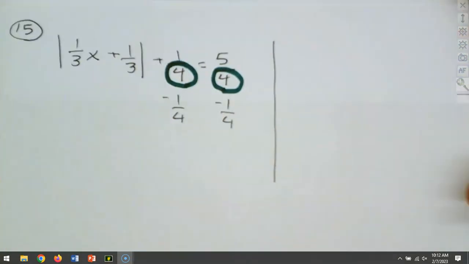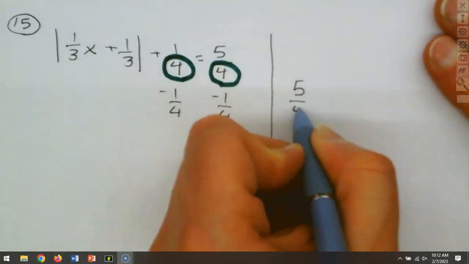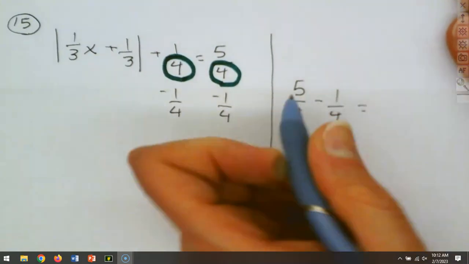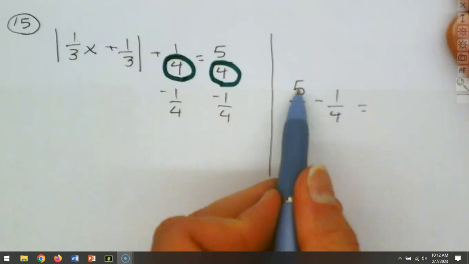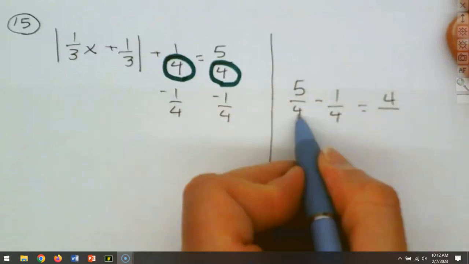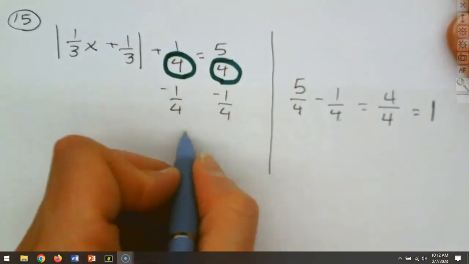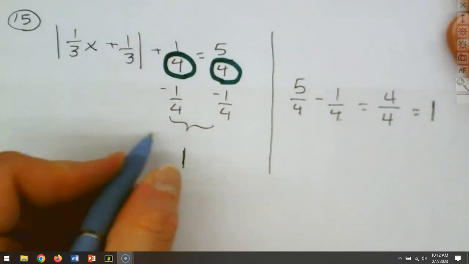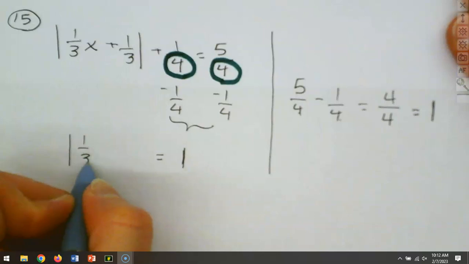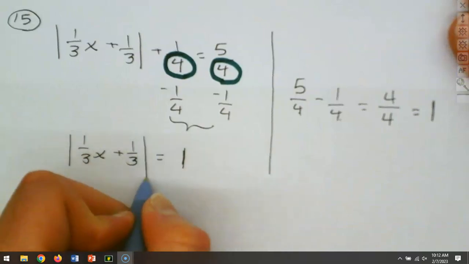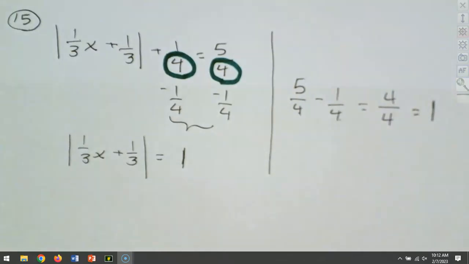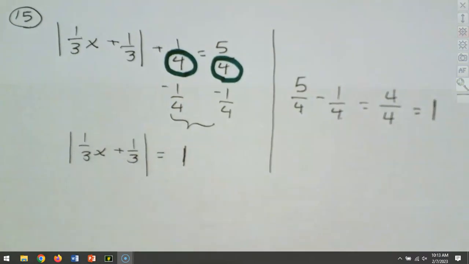And if you have trouble with fractions, you can do that over here. So 5/4 minus 1/4. These have the same denominators. And 5 minus 1, that makes it a 4. Denominators are the same, so that's a 4. And 4 over 4 reduces down to a 1. Okay, so this is going to reduce down here to a 1. So the first thing that we always do is make sure that absolute value is by itself on the left. So move everything else to the right. And that's what that's going to look like. Now we can solve it.